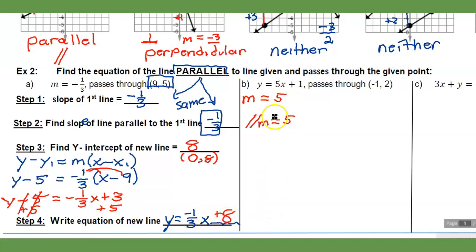Just write out the point slope formula, substitute everything into it, solve for y, and we'll get our equation. We already know, because we have our parallel slope here, my equation for my answer should start with y equals 5x, and then I'm just trying to find out what the y-intercept is at that point. So mostly algebra.